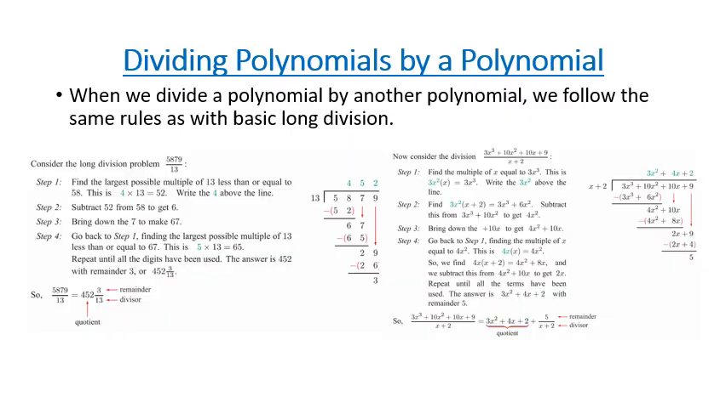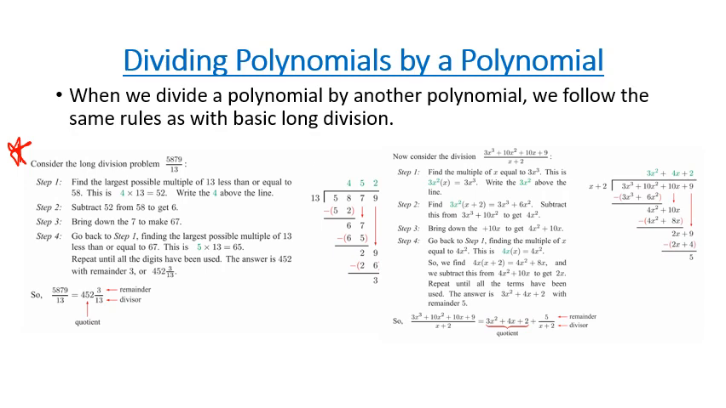Now, dividing polynomials by a polynomial is a little bit more difficult. We essentially follow the same rules as basic long division. You can see in our first example where I've put a red asterisk, this is a long division problem where we are dividing 5,879 by 13. Step 1, find the largest possible multiple of 13 that's less than or equal to 58, because 58 is the first double-digit number in 5,879 when we are doing our long division.